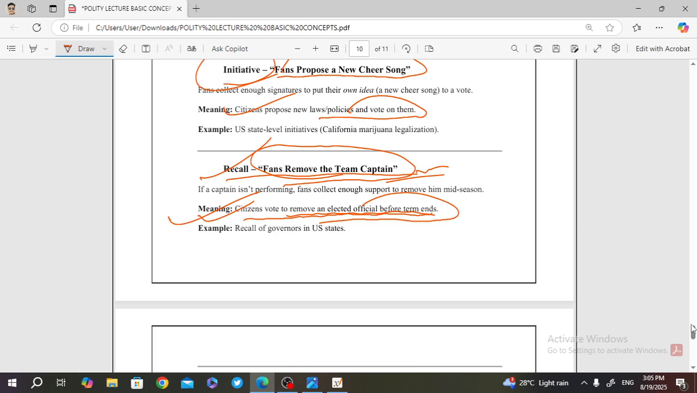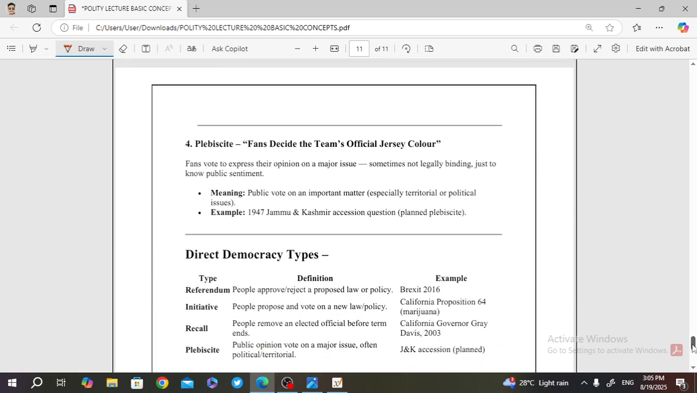Then one more thing is left here. It is the plebiscite. Plebiscite means a public vote on an important matter. It is very important here because of the jersey color. For example, fans can decide to change the team's official jersey color. So a public vote on an important matter, a special territorial or political issue. The fans vote to exercise their opinion on a major issue. It is also a major issue, sometimes non legally binding, just to know the public sentiment.